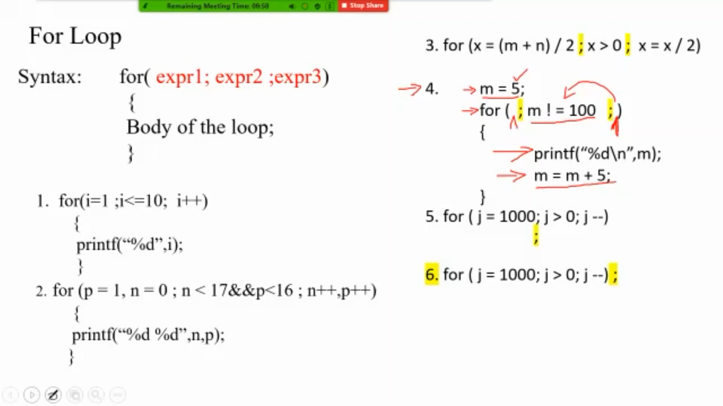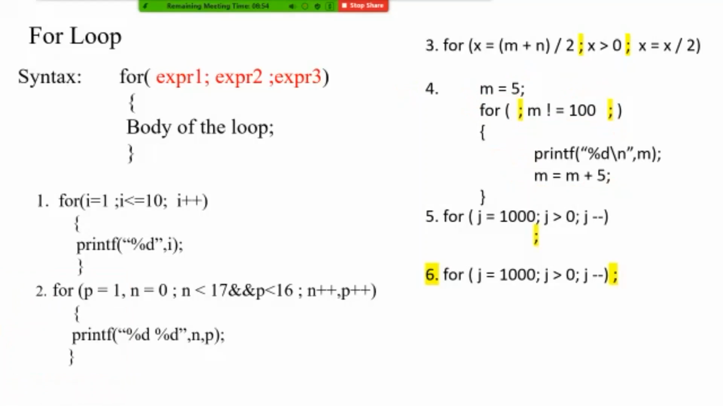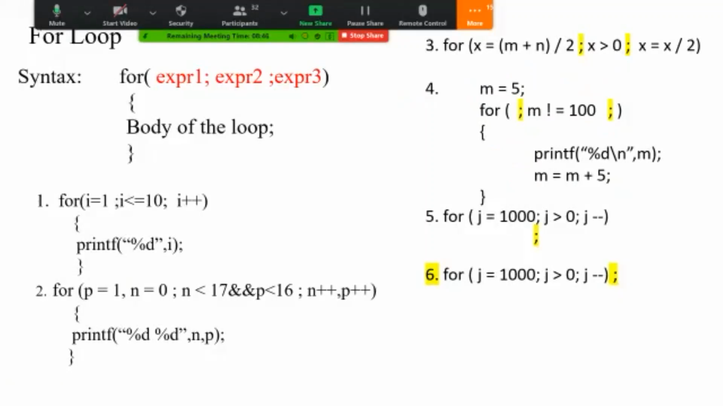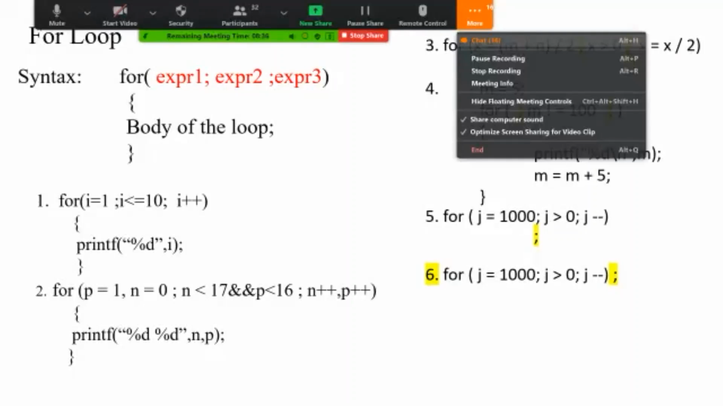So answer in the chat box. What all values will be printed for this for loop? All of you answer in the chat box. After 3-4 values, you can just put dot dot. But tell me what all values of m will be printed. Let me see who is able to answer first.